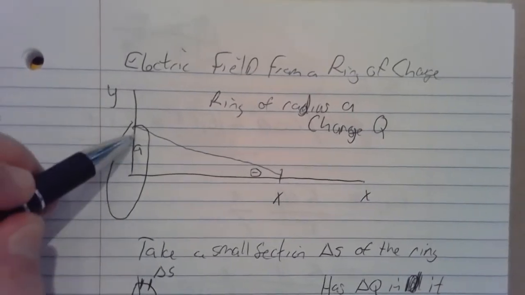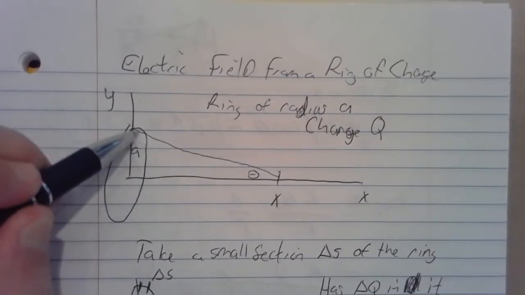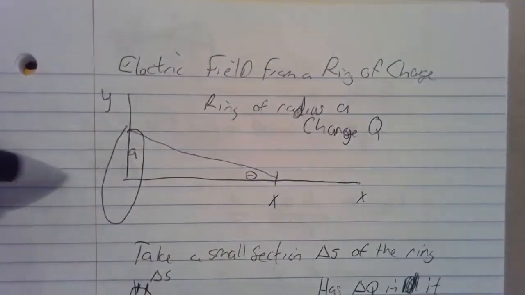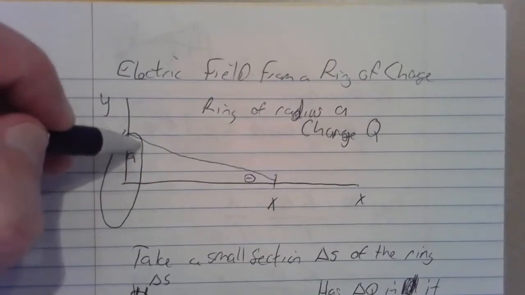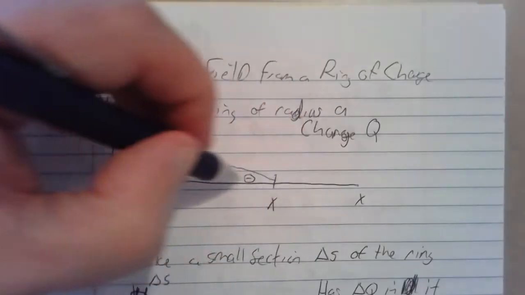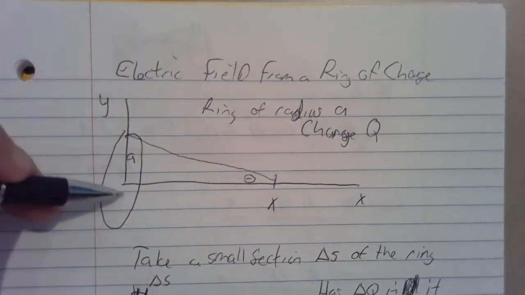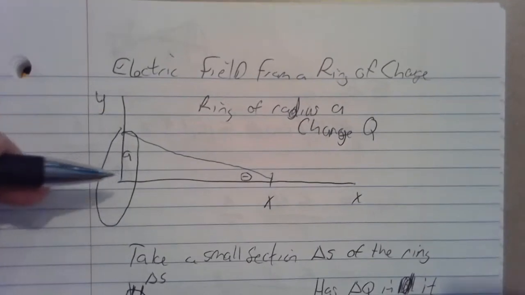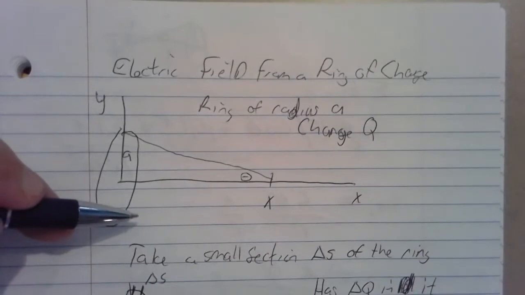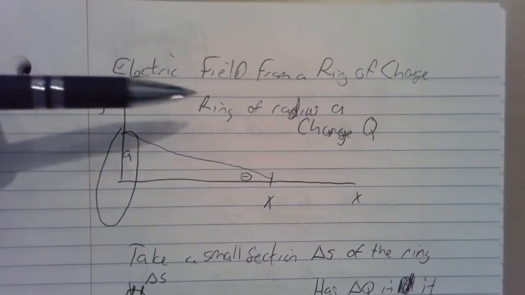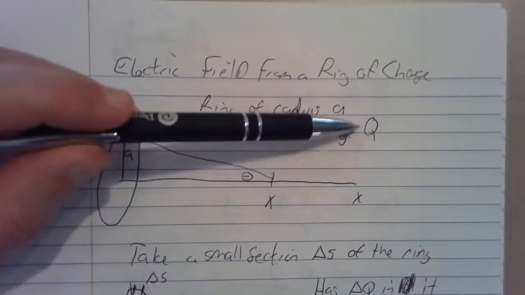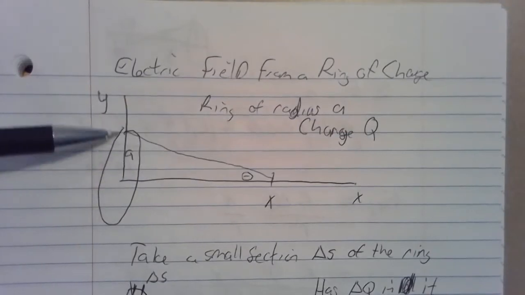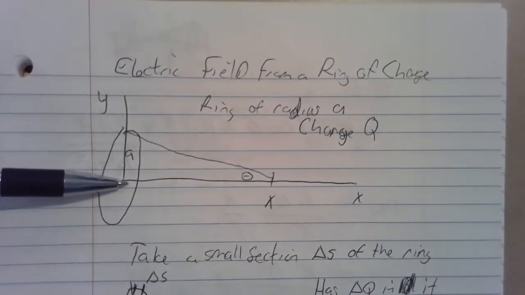So I've got this ring of charge that rings around the x-axis. Here's my x-axis. Here's the y-axis. The x-axis is the axis of symmetry. It comes right through the center of that ring. So that ring is coming out like this, and the x-axis is going right through the middle of it. The total amount of charge on the ring is Q, and the radius of the ring is A.